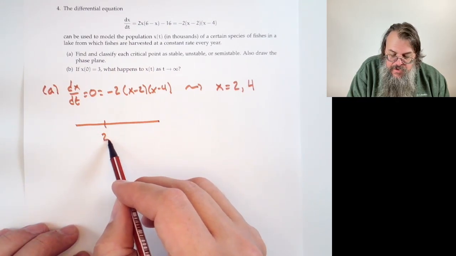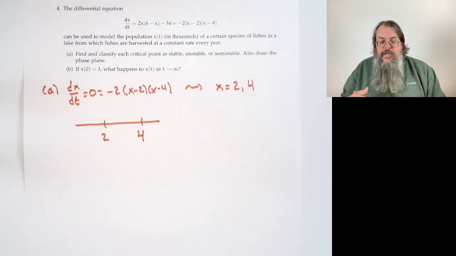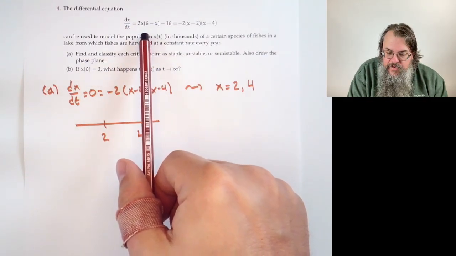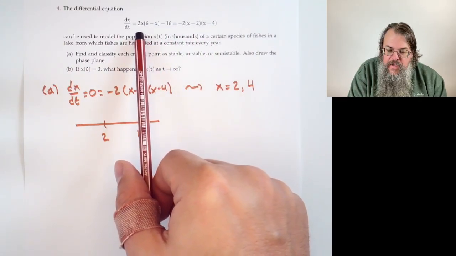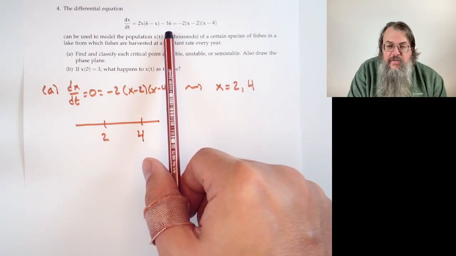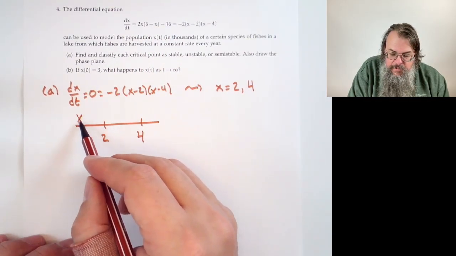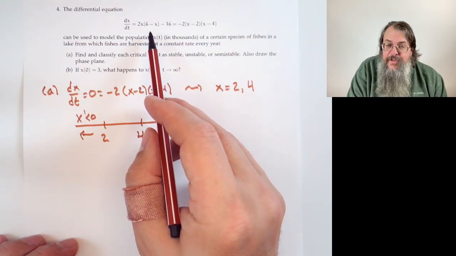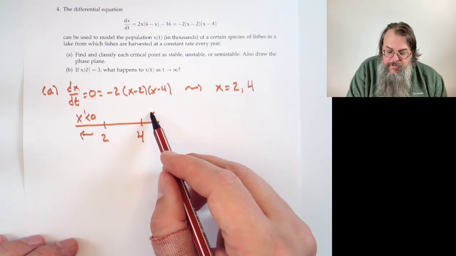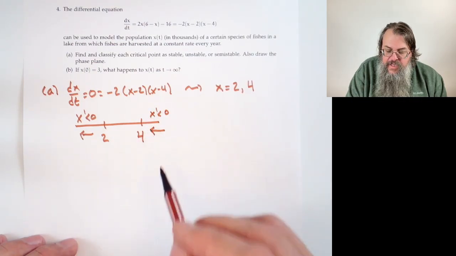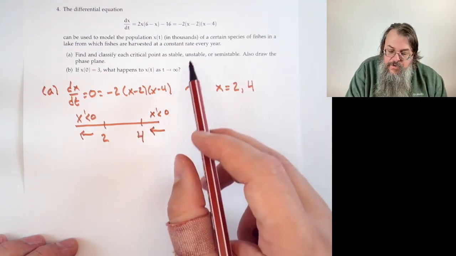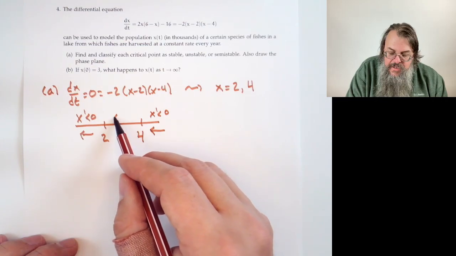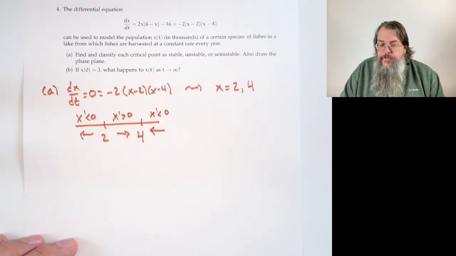All right, so we mark 2 and we mark 4. Now we start plugging in values for x, any values which are convenient. We can use either one of these equations. If we plug in, say, x equals 0, we see that dx/dt is negative, so x prime is negative here, going to the left. Plug in, say, 6: 6 minus 6 is 0, again we have negative 16, so x prime is again negative, so we're going down again. And then plug in 3: 3 minus 2 is positive, 3 minus 4 is negative, there's a negative out front. All combined, it's positive, which means it's going to go to the right.